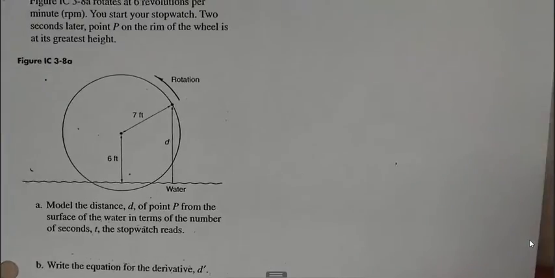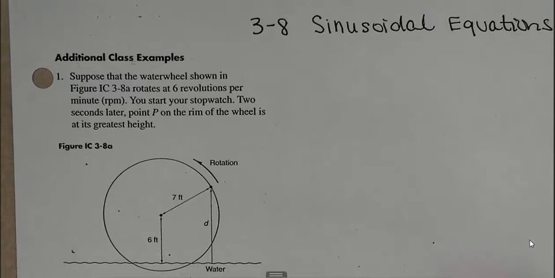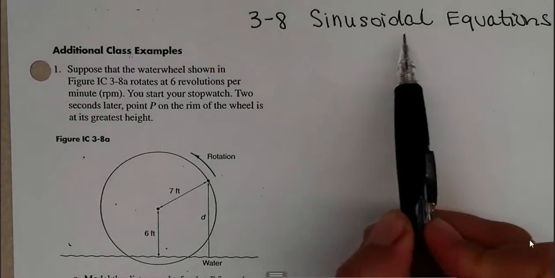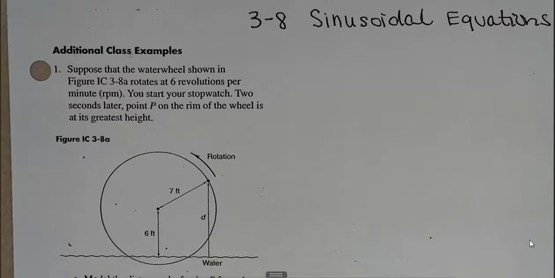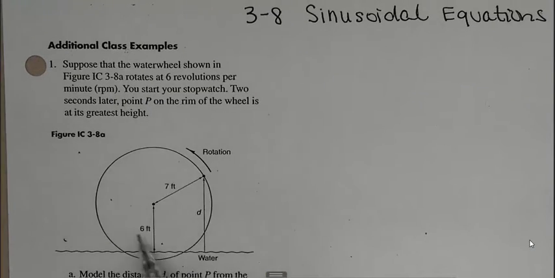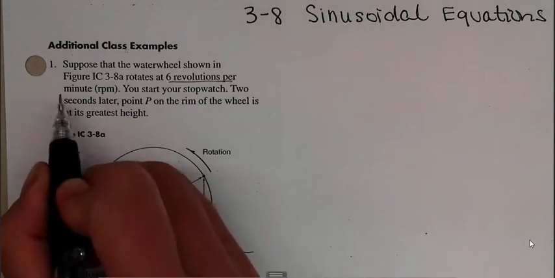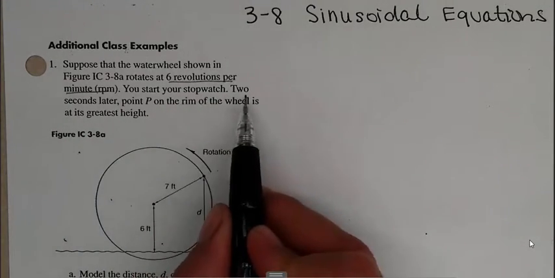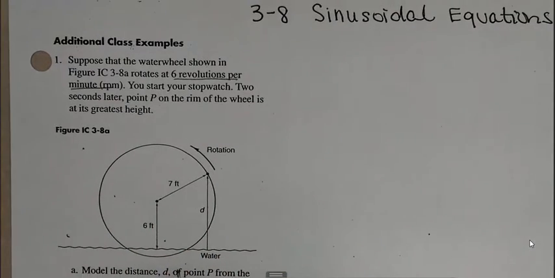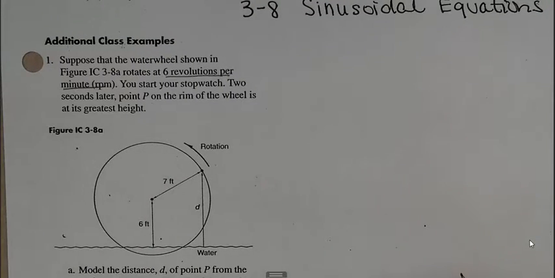So I gave you this handout in class. And this has a really great thing that can be modeled using sine or cosine, so hence the sinusoidal equations. So suppose that the water wheel shown in this figure rotates at 6 revolutions per minute. You start your stopwatch. 2 seconds later, point P, which is on the rim of the wheel, is at its greatest height. Okay, so let's think about this diagram a little bit.